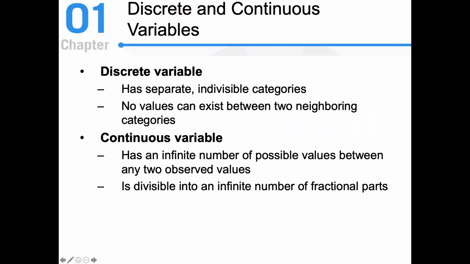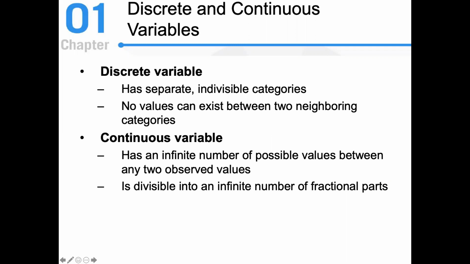So discrete and continuous variables. A discrete variable has separate indivisible categories. No values can exist between two neighboring categories. A continuous variable has an infinite number of possible values between any two observed values, and it's divisible into an infinite number of fractional parts. For example, if we think about government statistics, if they say someone has 1.4 children, well, you can't have 1.4 children. It's absolutely impossible. So that's the difference between a discrete and a continuous variable. A discrete variable would need to be one or two children. A continuous variable can be divisible into an infinite number of fractional parts.